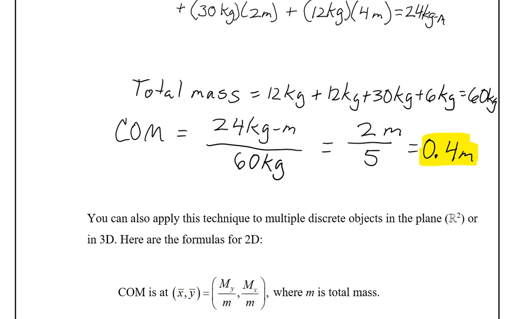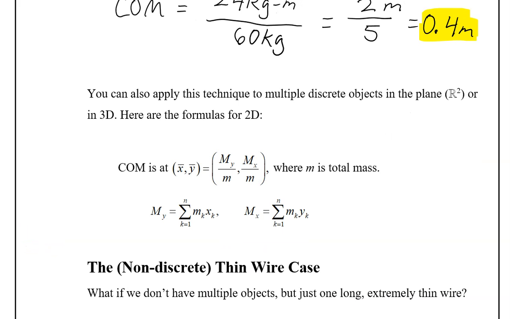We can also apply this same technique to multiple discrete objects in the plane, R2, or in 3 dimensions, R3. Here are the formulas for 2 dimensions. The center of mass is given by the moment in the y direction divided by total mass, and the moment in the x direction divided by total mass, where the moment in the y direction is given here, and the moment in the x direction is given here.